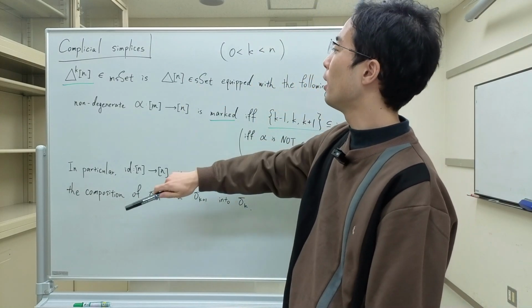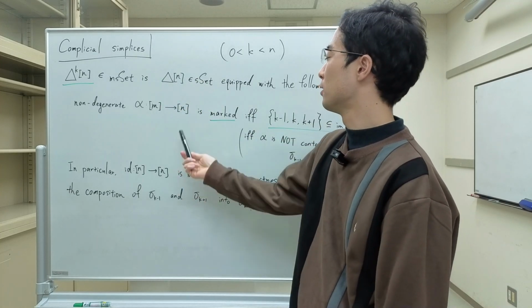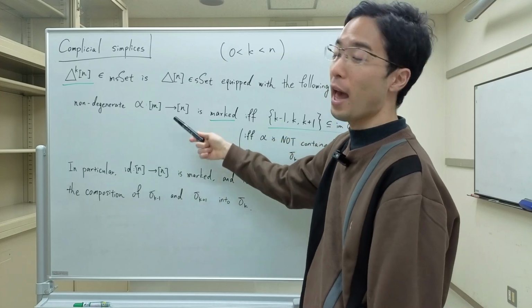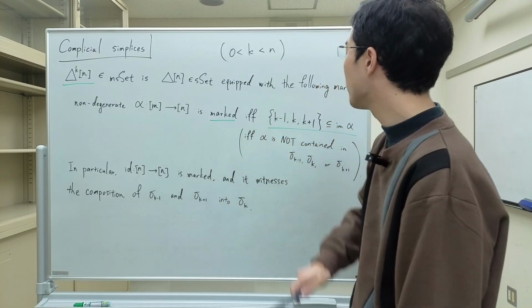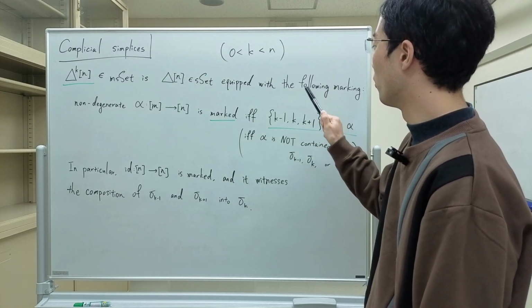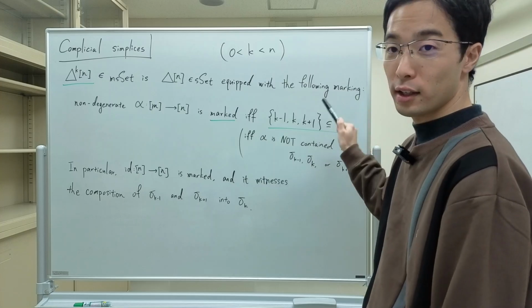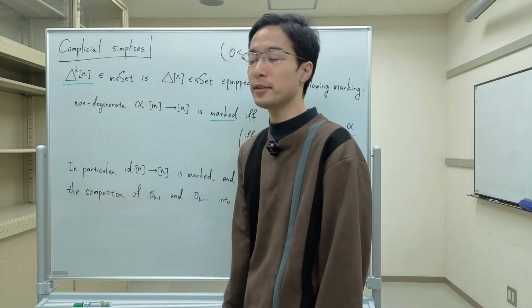And well, an m simplex in this delta n is simply a map from m to n in the category delta. And we define this simplex to be marked if and only if its image contains all of k minus 1, k, and k plus 1. Well, so that's what this thing is.